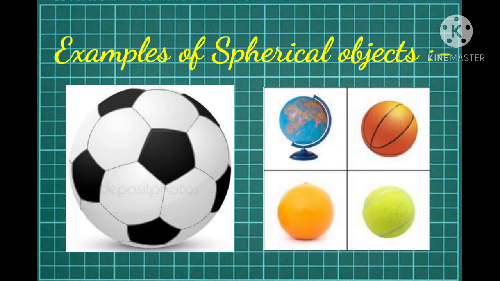Now these are the examples of spherical objects. Children, you can see here football, globe, orange, different types of balls. These all are the examples of spherical objects.